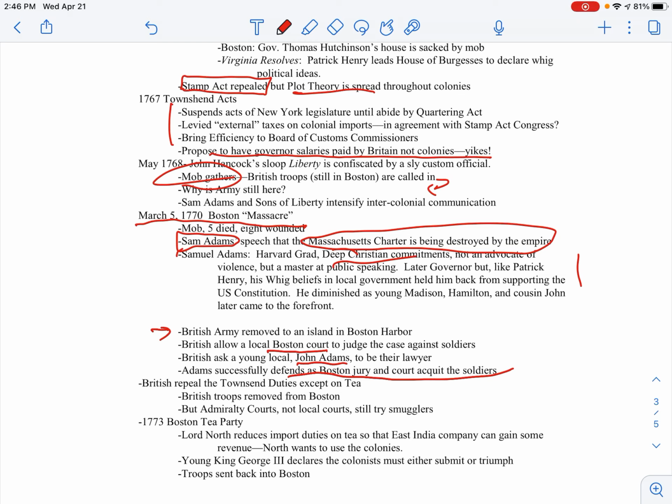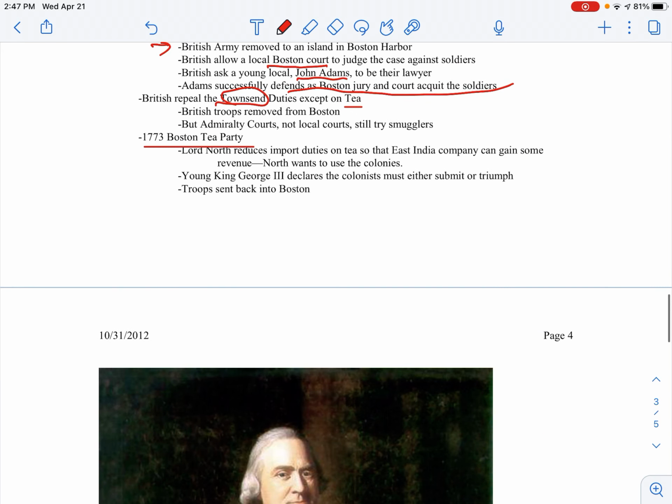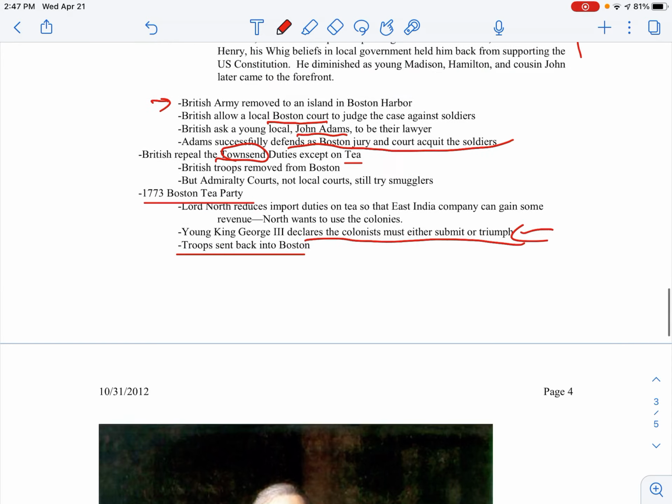So things are supposed to get better, but Townshend does these stupid things. He keeps the tea tax going. And then you have this Boston Tea Party, which everyone gets all upset about. And King George declares the colonists mutts. Okay, now this has gotten out of hand. The king is just upset. These Americans are completely unreasonable. And he sends troops back into Boston.